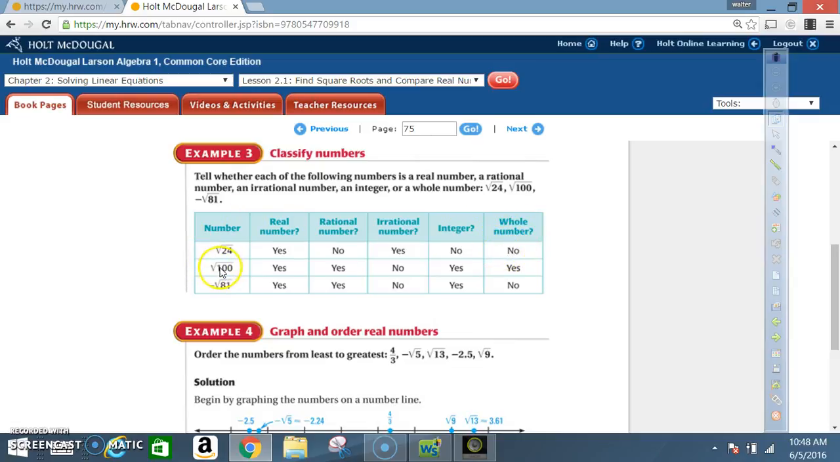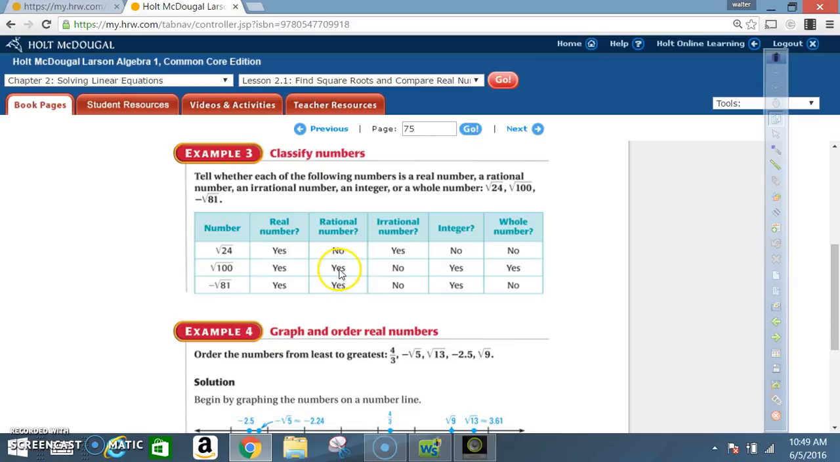The square root of 100, is it a real number? Yes. Is it a rational number? Yes. Is it irrational? No. Is it an integer? Yes. Is it a whole number? Yes. The square root of 100 is 10. Since that makes it a perfect square, that means it would definitely be a rational number.